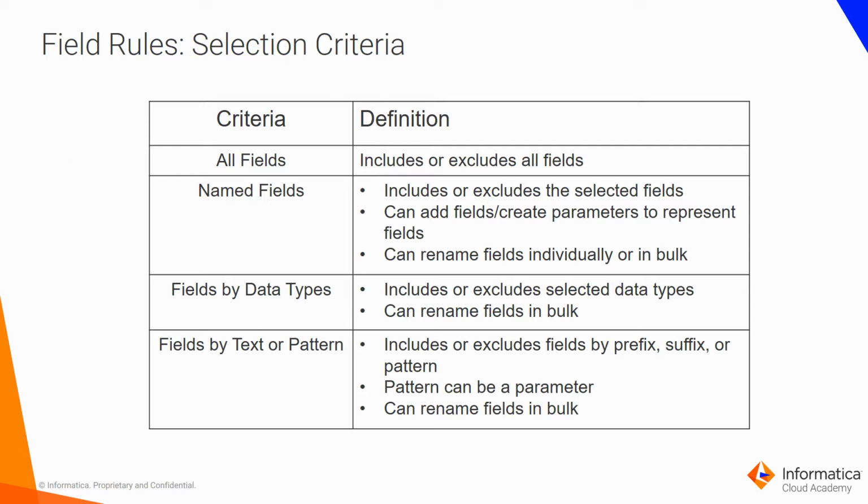The Fields by Data Types option allows you to include or exclude fields of a selected data type. This option also allows you to rename fields in bulk. The last option, Fields by Text or Pattern, allows you to include or exclude fields based on a prefix, suffix, or pattern. The pattern can also be a parameter, allowing you to make the mapping more flexible. With this option, you can also rename fields in bulk as well.